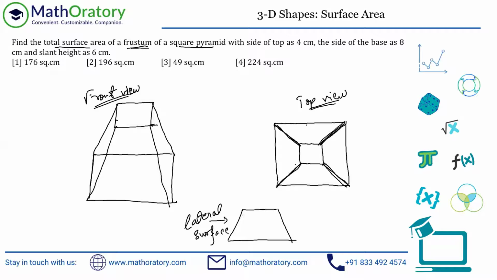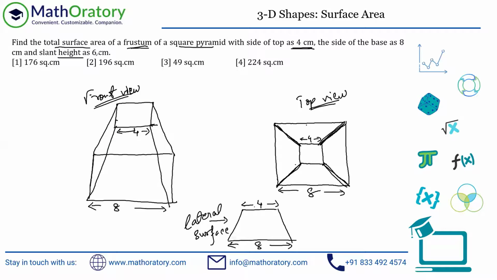So it's a frustum of a square pyramid with side of the top as 4 centimeters. So this side is 4, here this is 4, and here this is 4, right? So these are the 4s. The side of the base is 8. So this is 8, this is 8, and here this is 8, right? And the slant height is 6. So this is what I was talking about.